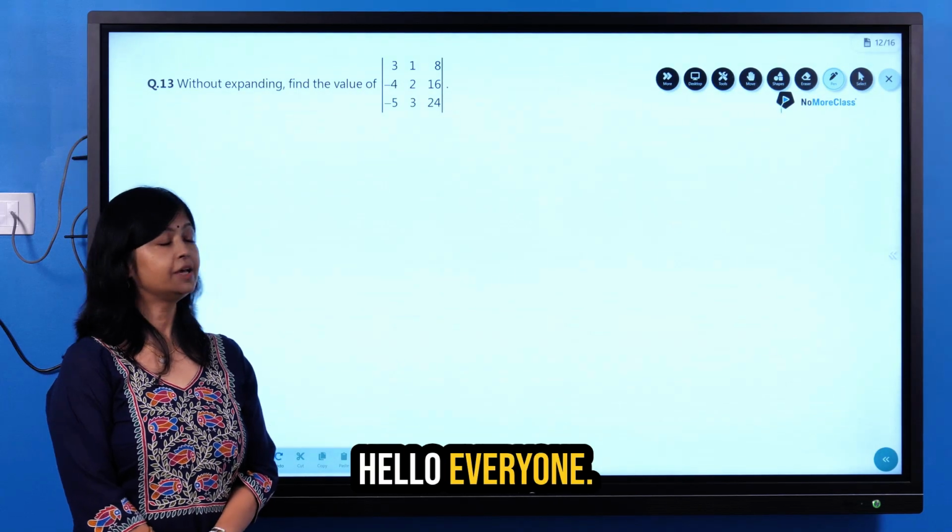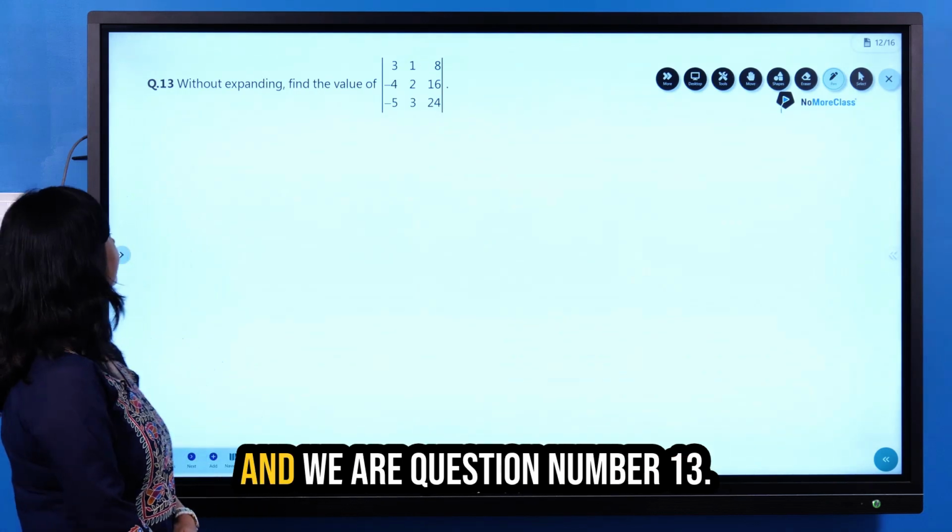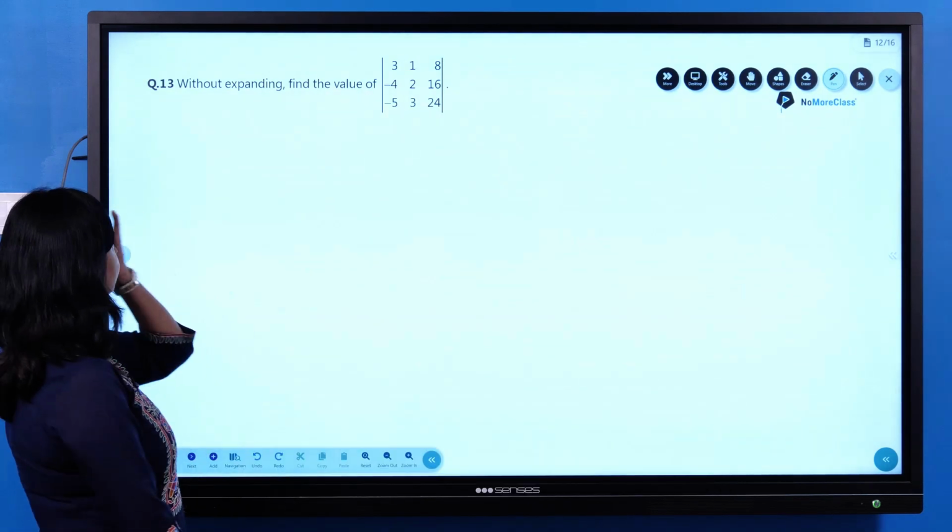Hello everyone. We are looking at determinant chapter phase 5, exercise 1, and we are at question number 13.